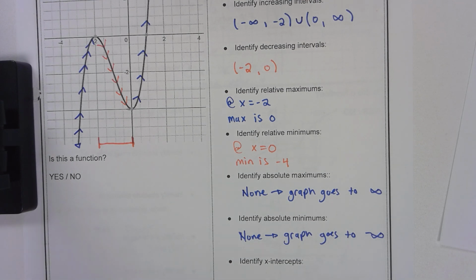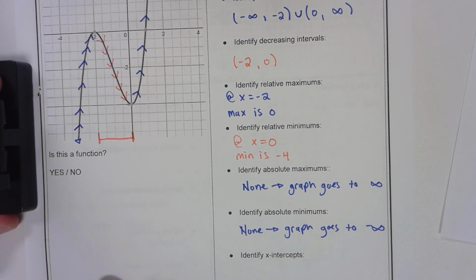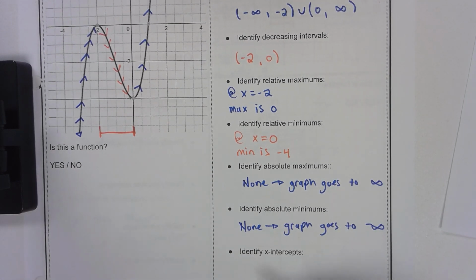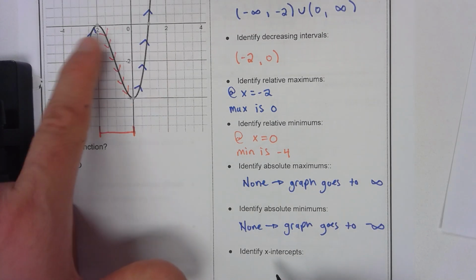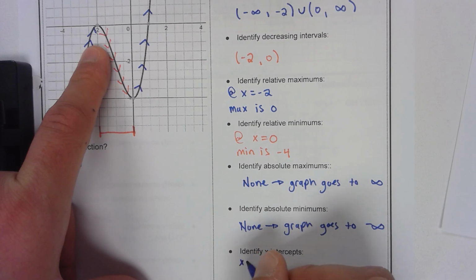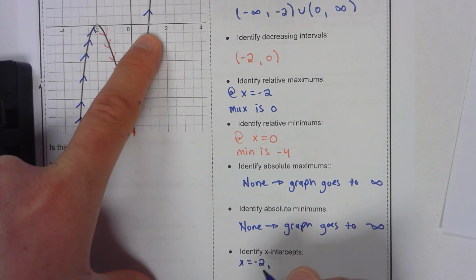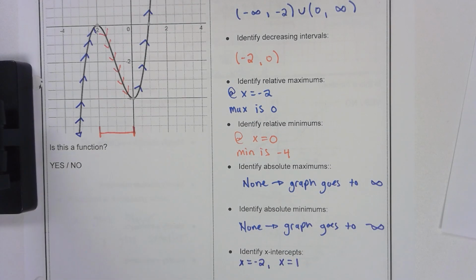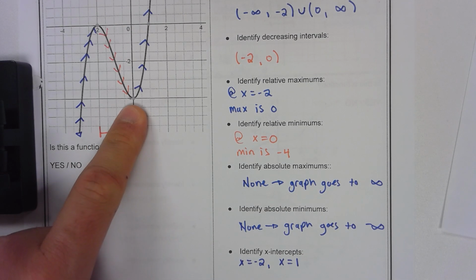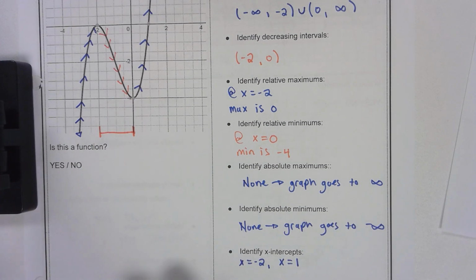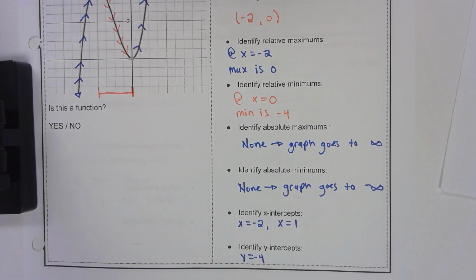All right, and then the intercepts, hopefully that's nothing new, but that's just where the graph crosses each axis. So the x-intercept, I'm seeing two of them actually. I'm seeing an x-intercept at x equals -2. I'm seeing another one at x equals 1. I'm just looking at the x-axis and where it crosses or touches. And then I'm seeing a y-intercept here at y equals -4. So for the intercepts, you're just telling me where it crosses that particular axis.